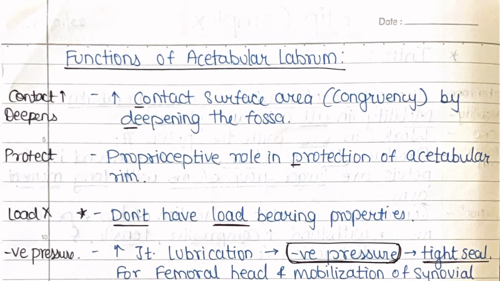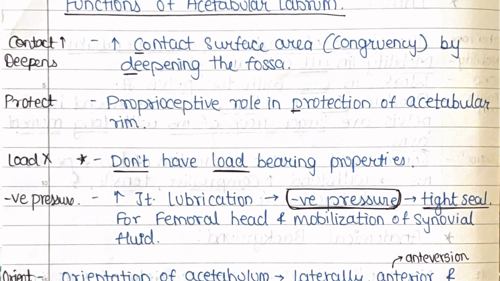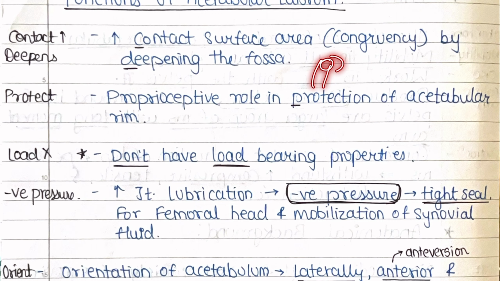So now next is the function of the acetabular labrum. I hope that you have learnt about the acetabular labrum in anatomy. If not, then we'll learn it now. As I mentioned, it increases the contact area, it deepens the fossa to accommodate the head of the femur, then it protects. So D, protection, DP. In the protection point, we have that proprioceptive role in protection of the acetabular rim. So it has proprioceptor sensors, so it helps in the protection of the acetabular rim.